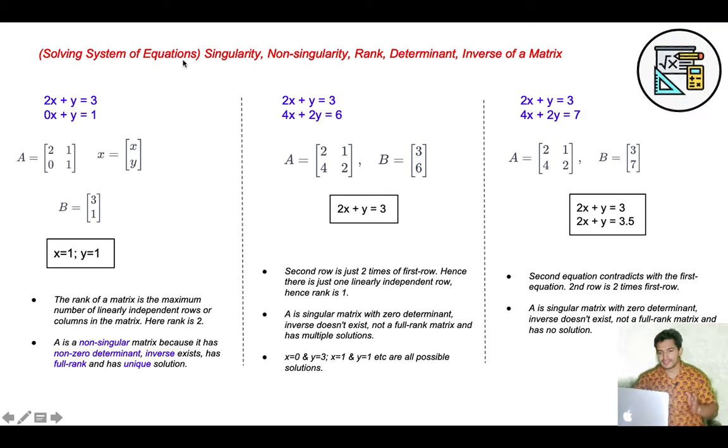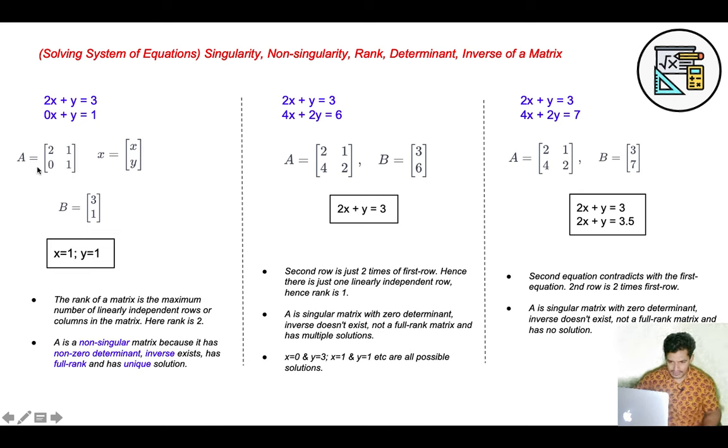Now let's look at solving a system of equations. In this slide, we will understand singularity, non-singularity, rank, determinant, and inverse of a matrix all in one place. Suppose we have a series of equations to solve: 2x plus y equal to 3, 0x plus y equal to 1. We can represent the coefficients of x and y as matrix A, the unknowns as x and y, and b as the final values that we want to solve for. When we solve it, we get y equal to 1, because 0x is 0. Replacing y equal to 1, x is equal to (3 minus 1) by 2, which is equal to 1. So the answer is x equal to 1, y equal to 1, right?